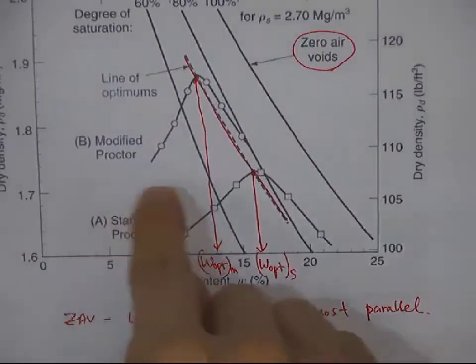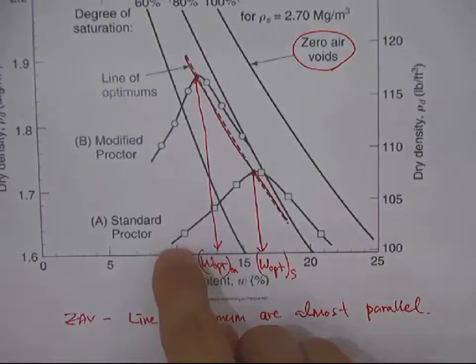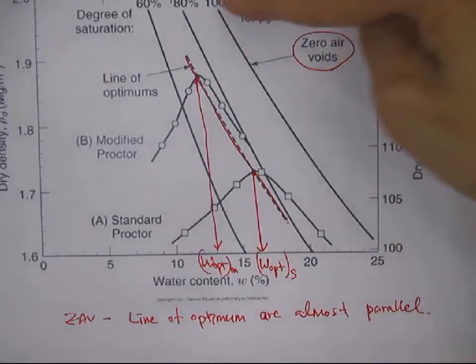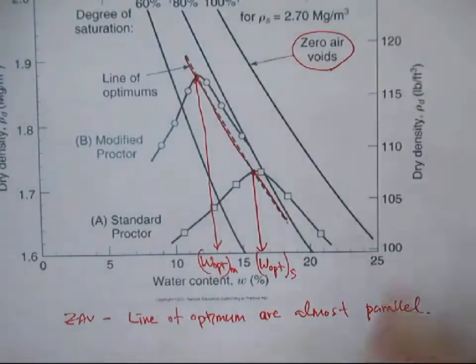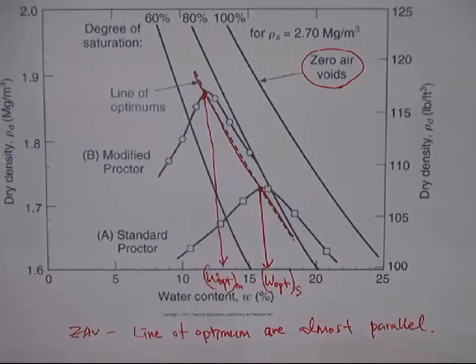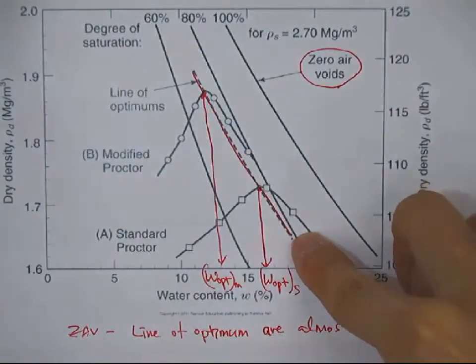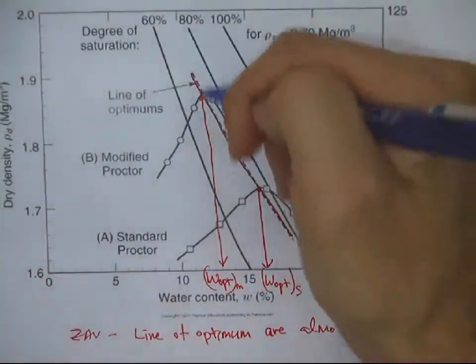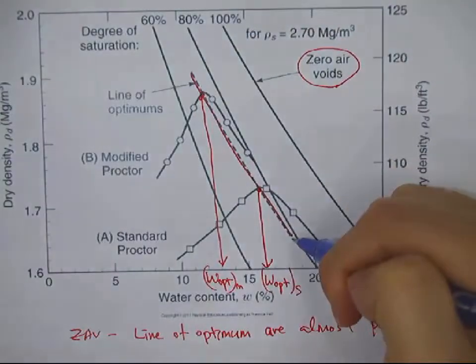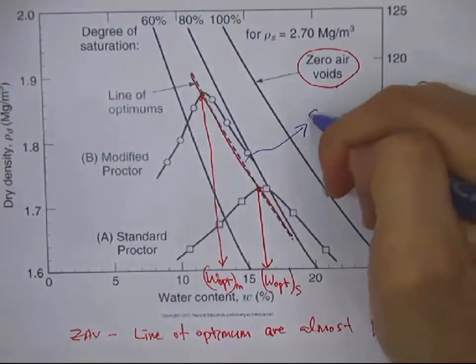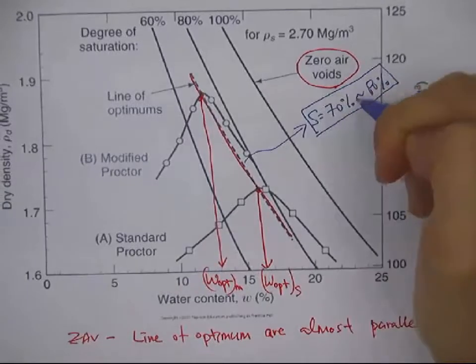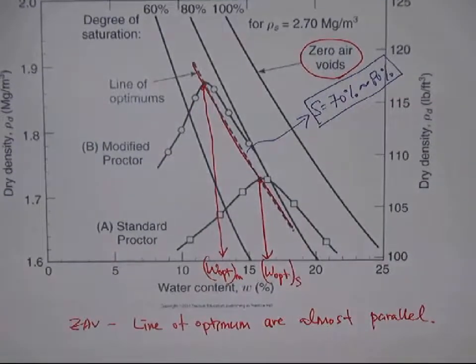I think in the lab you didn't do the modified Proctor test, but you can still get the compaction curve from the standard Proctor test, the lower curve like this, and you can draw the ZAV curve for the degree of saturation 100%, 80%, and 60%. By comparing this line of optimum to the ZAV curve, you can think that the line of optimum is located between about 70% to 80% degree of saturation. So that's the optimal condition for the maximum compaction.